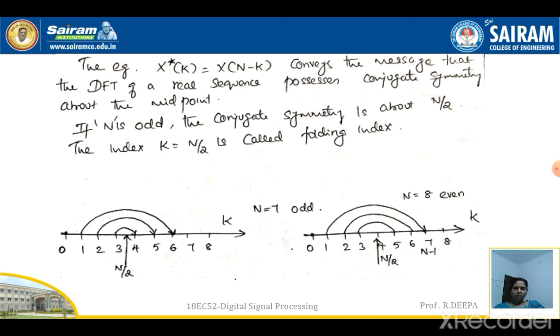So the main application of the symmetry property is when half of the sequence is given, we'll be able to find out the remaining DFT sequences using the symmetry property. That is, if 0 to 3 values are given, the rest of the values can be taken as the conjugate of the other, and you'll be able to find the entire DFT X of k values. So this is the main application of this symmetry property.